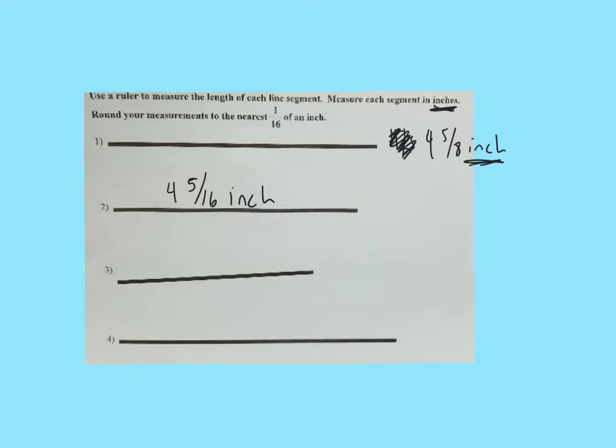Number 3 is going to be 3 and 9/16. You can just put inch with the period too. And then number 4 is going to be 5 and 1/8 of an inch. Now if you have 2/16, that's not different. I mean, it's the same, but I would go with the simplified version. So 5 and 1/8 would be better than 5 and 2/16. And that's it for 1 through 4.